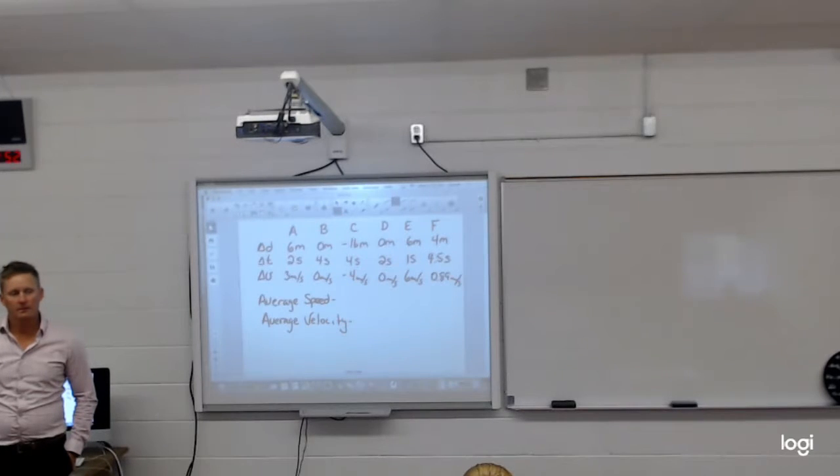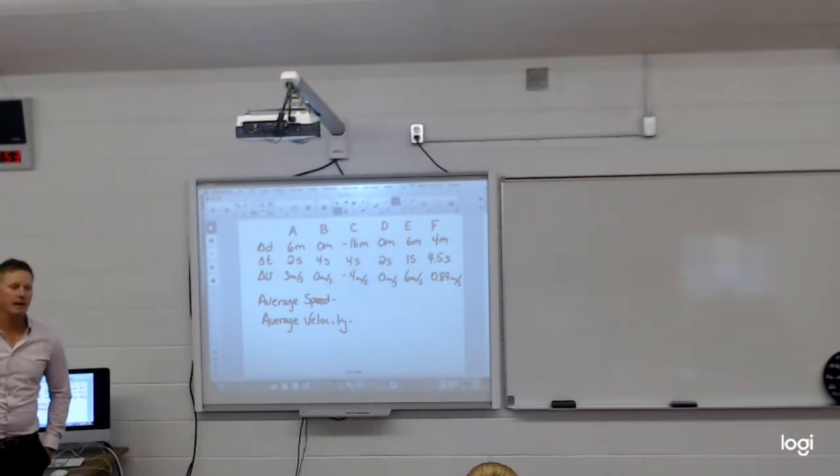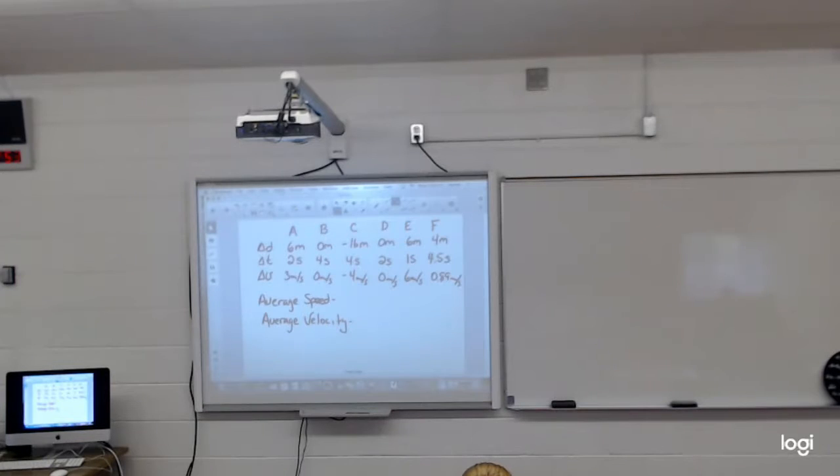The average speed is 1.83 meters per second. 1.83 meters per second? Okay, how did you get it? I added up the total distance and then I divided by the total time. What did you get as your total distance?